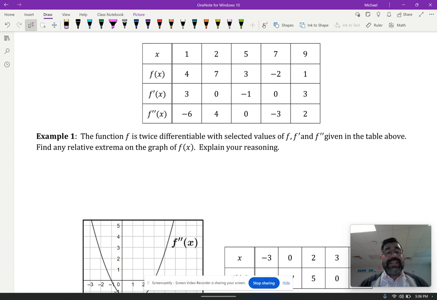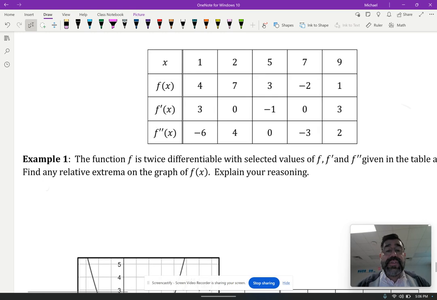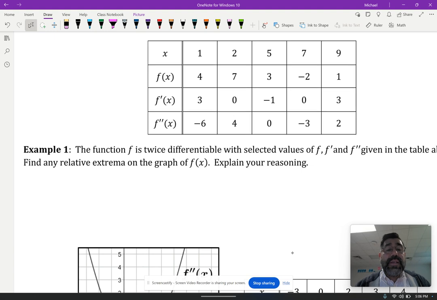Function f is twice differentiable. I can take the derivative twice. The derivative exists for first derivative and second derivative, with selected values of f prime and f double prime given in the table above. So we have x values here. At x equals 1, the function value is 4, the first derivative value is 3, the second derivative value is negative 6, and so on. Find any relative extrema on the graph of f of x and explain your reasoning.